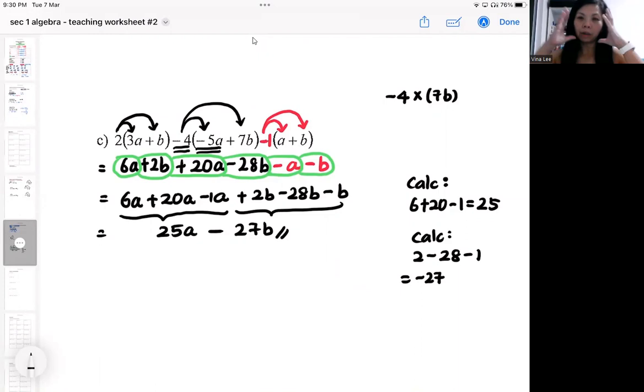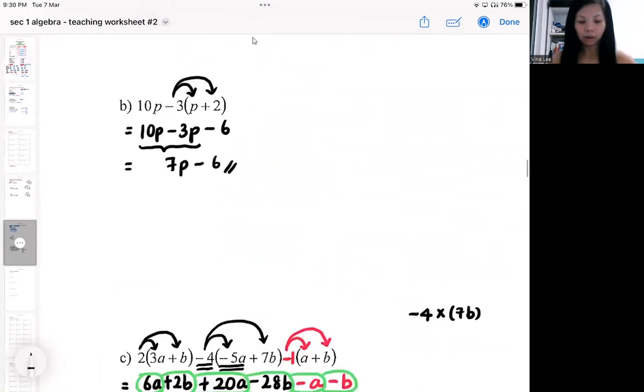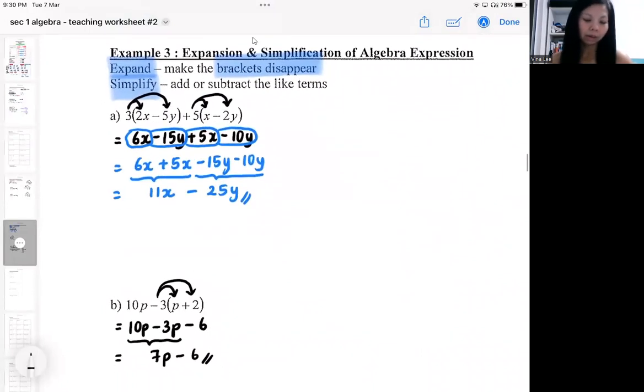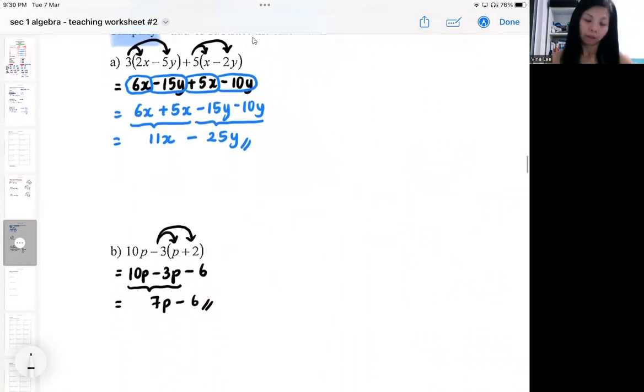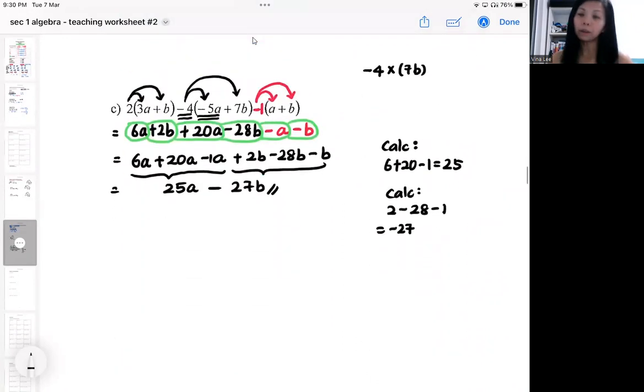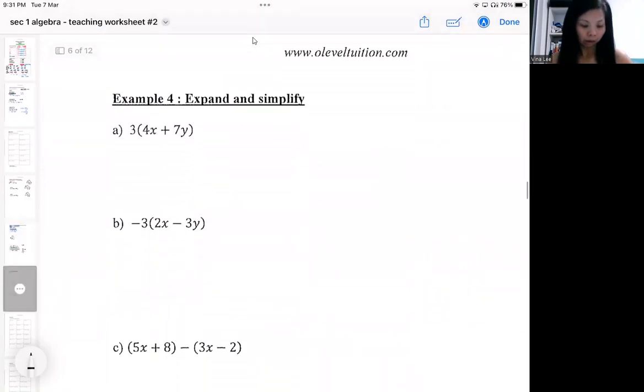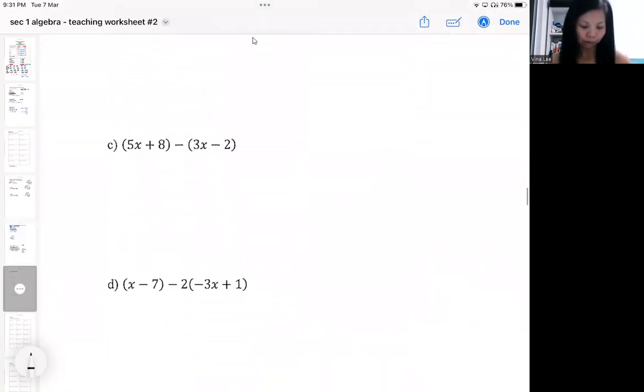Okay, so think of the bracket as having some people inside. So you open the bracket, okay, then you can reshuffle the people that's inside. So it can be very complex. So usually a lot of students will make a lot of sign error if they don't see the negative. So you got to get used to seeing it negative. Okay, I'm going to give you more examples.